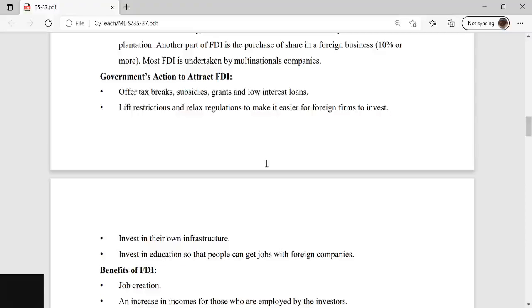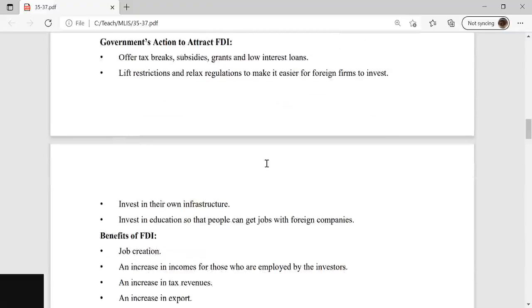Next we have how the government can attract this foreign direct investment. The government can attract foreign direct investment with the help of tax breaks. That means the government can allow that for a period of time the multinational company does not have to pay any kind of tax. This kind of opportunity a government can provide to the multinational company, or even the government can provide subsidies or grants or interest free loans or very low interest loans. These are very helpful for any kind of multinational company.